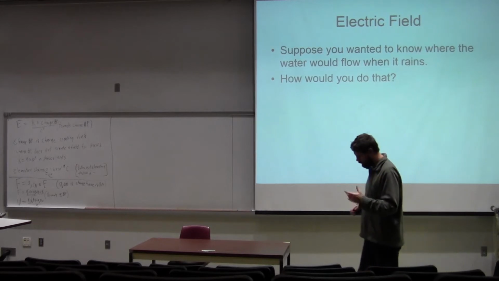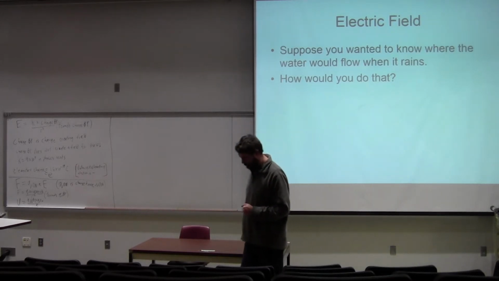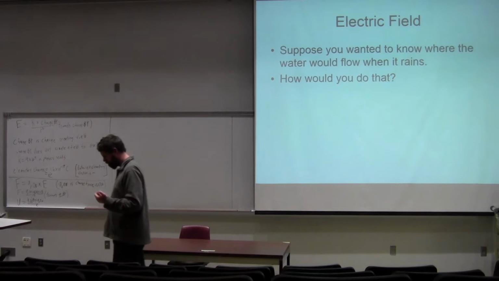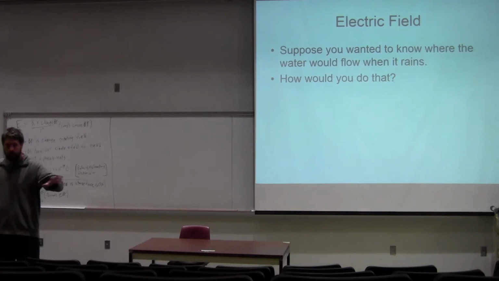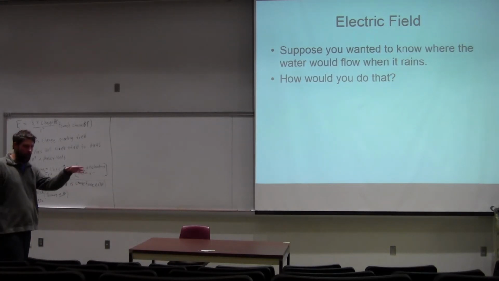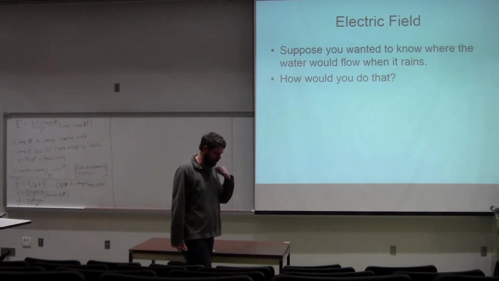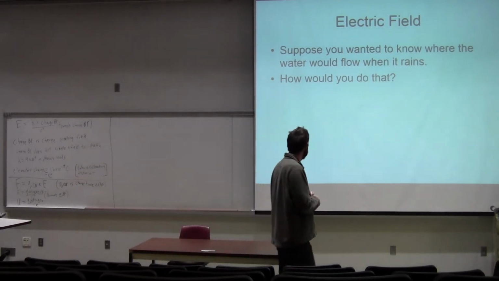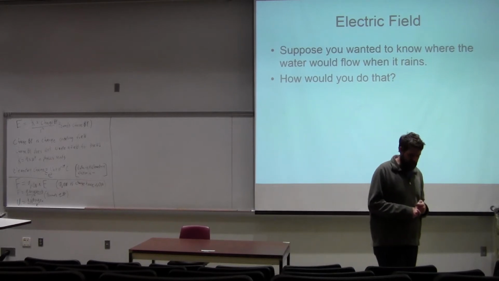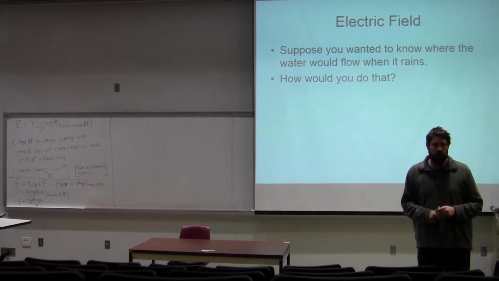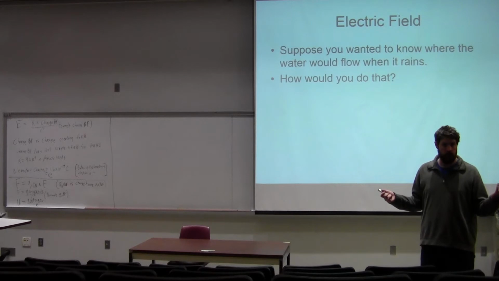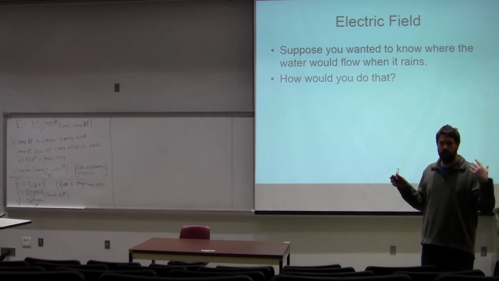So suppose I was looking at water on a rainy day. And it rains everywhere. And I want to know where all that water is going to flow, for whatever reason. I want to build a better sewer system. How would I measure that? Well, I would use a field. The field would tell me where the water is going to go.